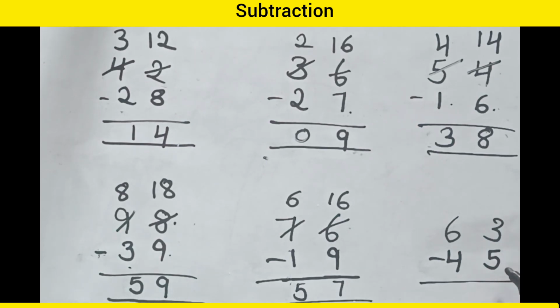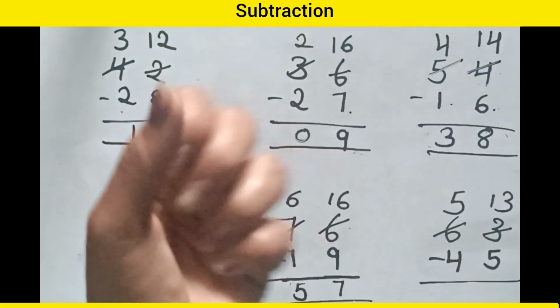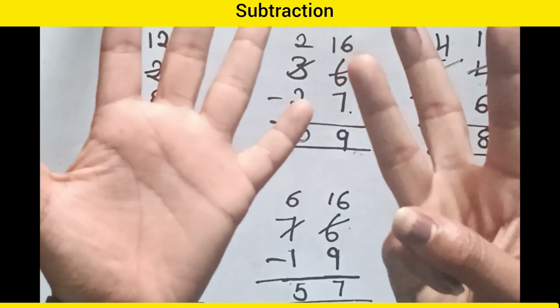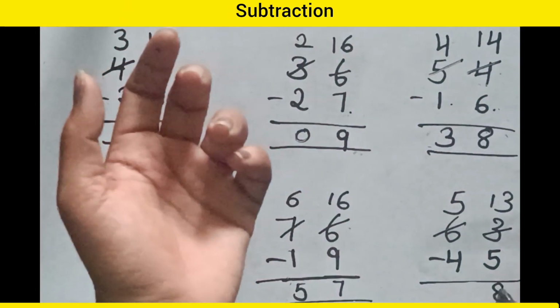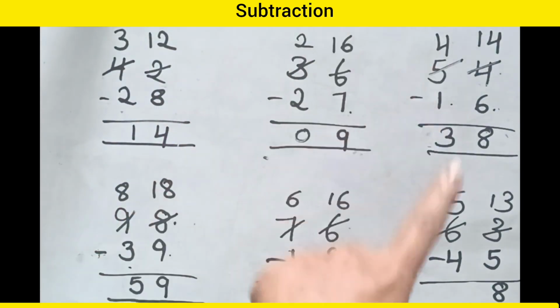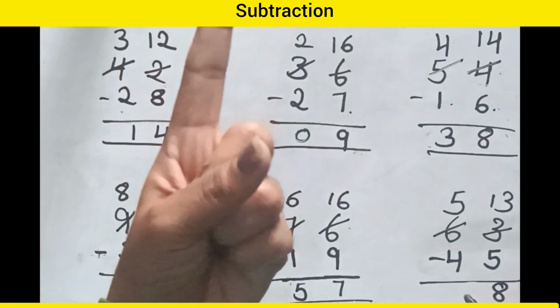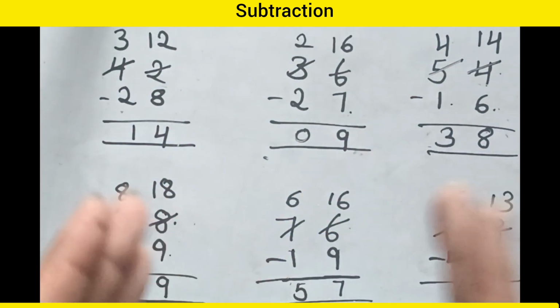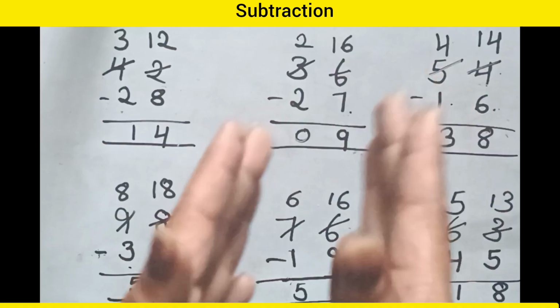Now 3 we have and then 5 we have. 3 is smaller, then again take carry. 1 step back. 6 minus 1 is 5 and it will become 13. Forward count: 5, 6, 7, 8, 9, 10, 11, 12, 13. 8. Here we have 5 and 4. How much do we have? 1, because count forward 4, 5. I hope you understand the concept. And then last we have a word problem.